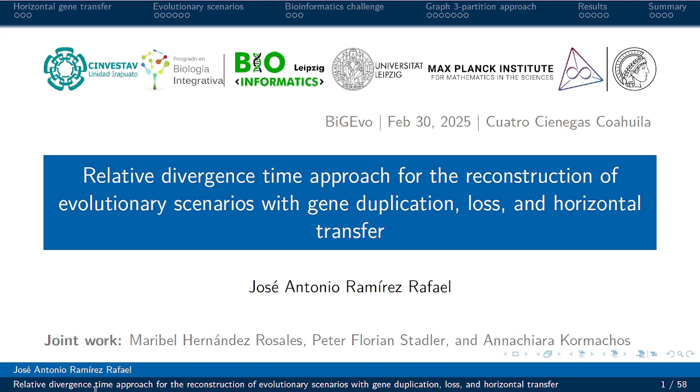Well, my project is about the inference of horizontal gene transfer from an evolutionary perspective and using graph theory. So in particular, graphs consist of dots and edges connecting those. Those edges are connections. And in particular, we use relative divergence time connections. So I will explain what that is.